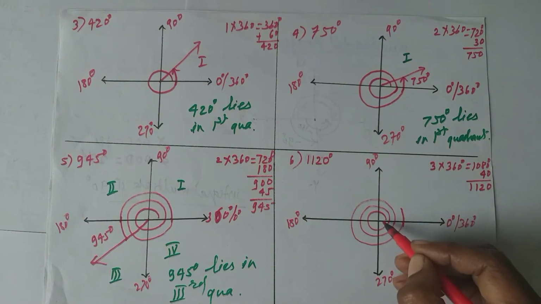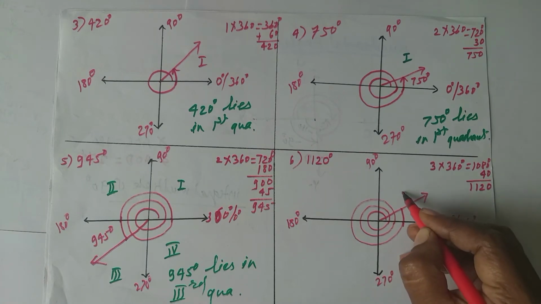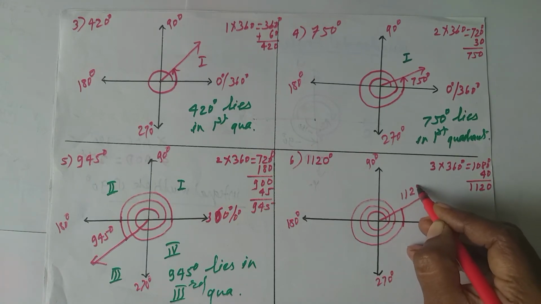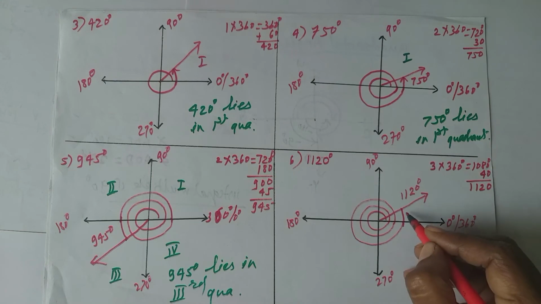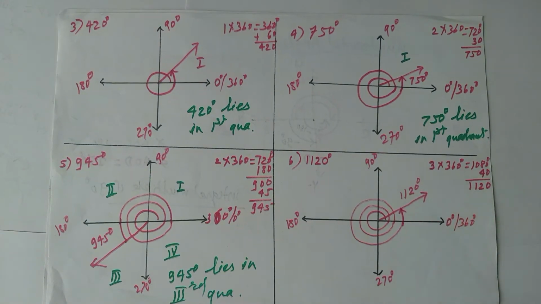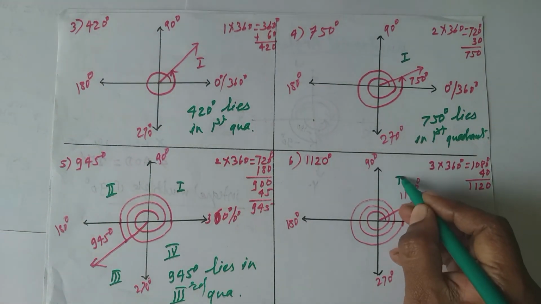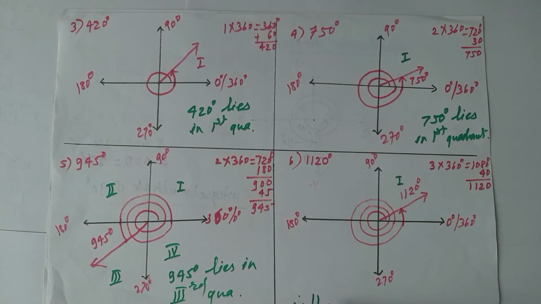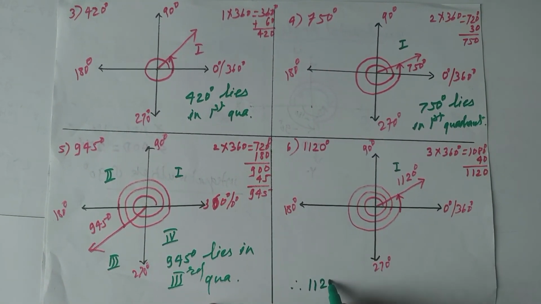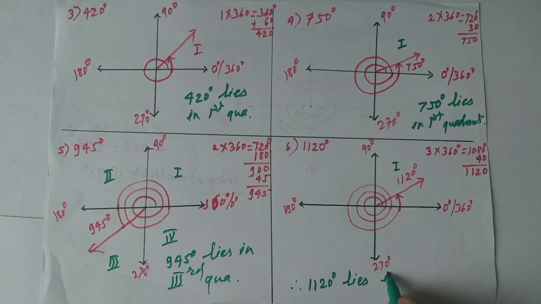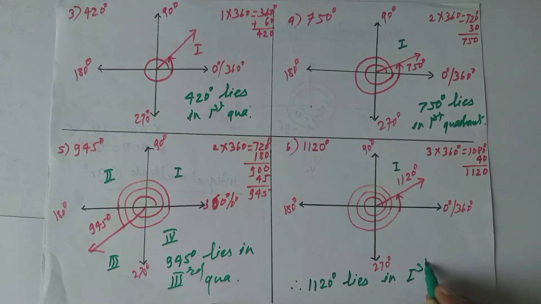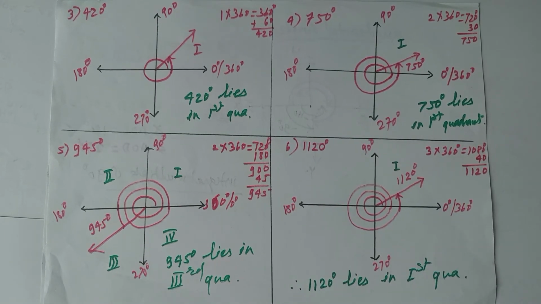Move from this 40 degree ahead, and I will get this angle of 1120 degree. And in which quadrant does this lie? Obviously this lies in the first quadrant. Therefore you write down 1120 degree lies in first quadrant. In this way it is very simple to determine the quadrant of any angle.